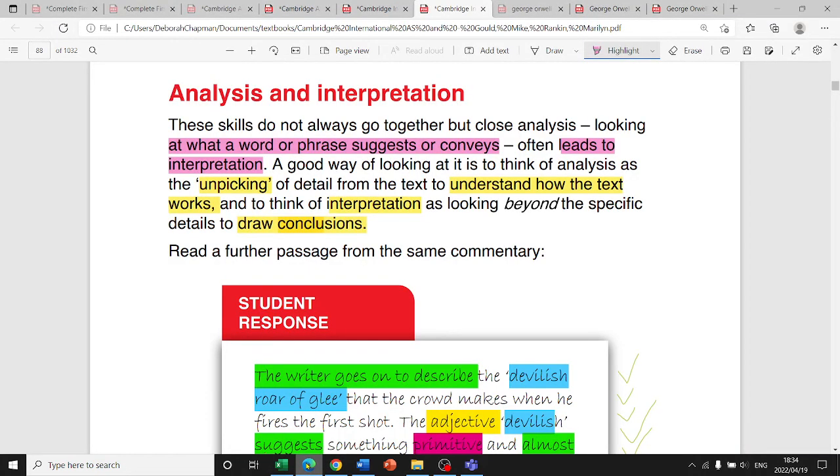So a good way to look at it is to think of analysis as unpicking the detail from the text to understand how the text works.